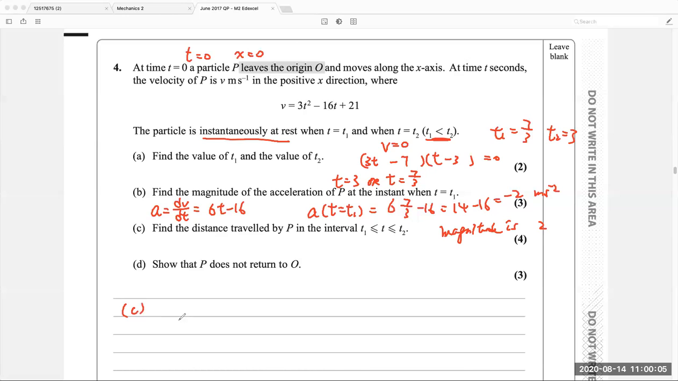And then for part C, find the distance traveled by P in this interval. Part D is a little difficult, but if you have a look at part D, actually, you can make some trick in part C. But it's okay. For a distance traveled, what does that mean? You need to integrate.